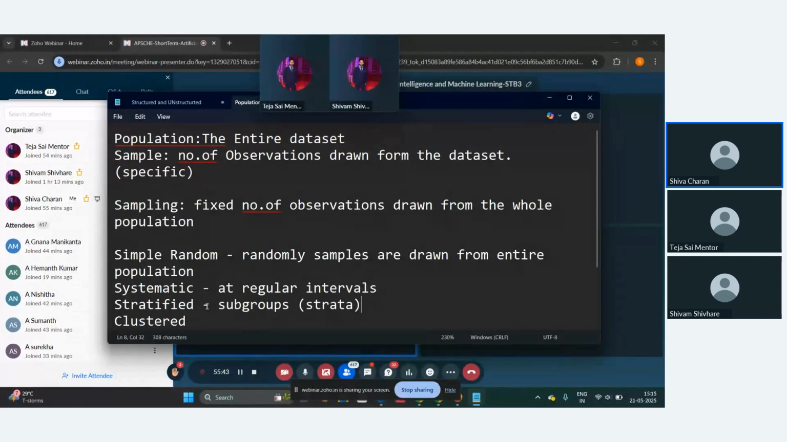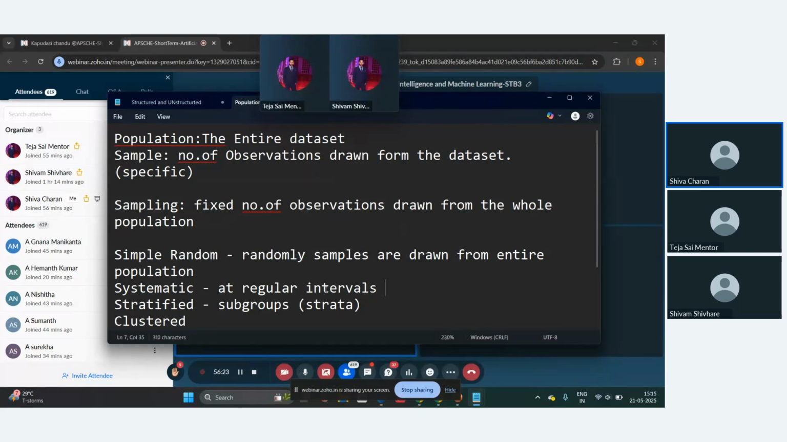From the subgroups only the data points or the observations will be considered. Observations and data points both mean the same. Subgroups are called strata. So coming to stratified: random sampling means the samples are considered randomly from the entire population. Systematic means at regular intervals, like every second, every fifth, or every 10th person. You can take that as an example.